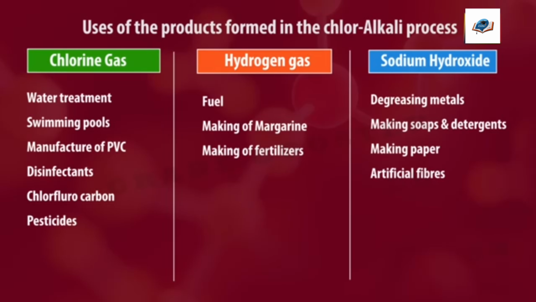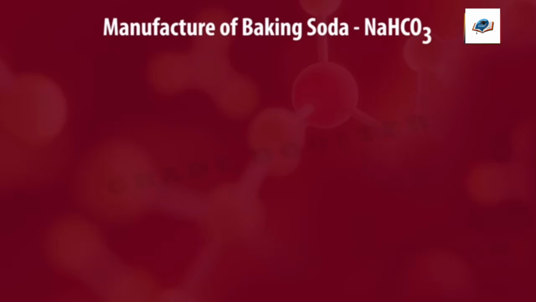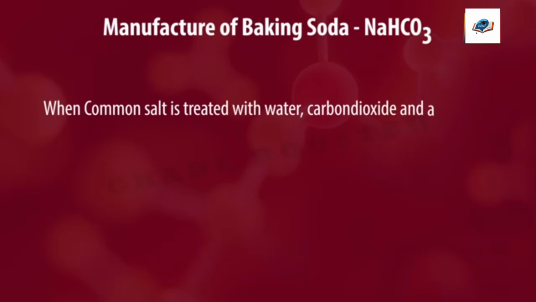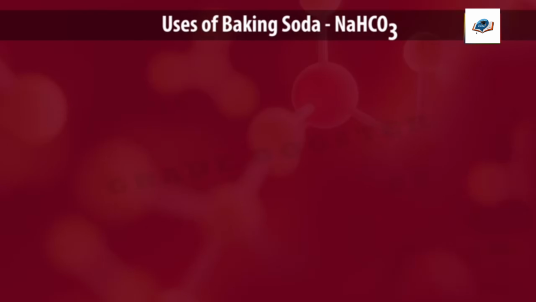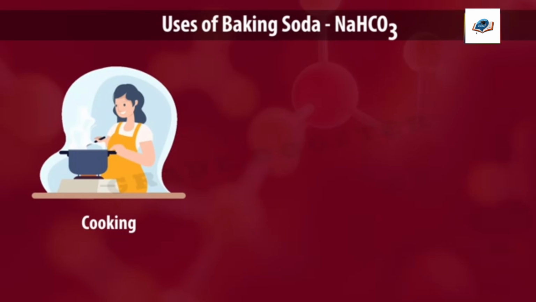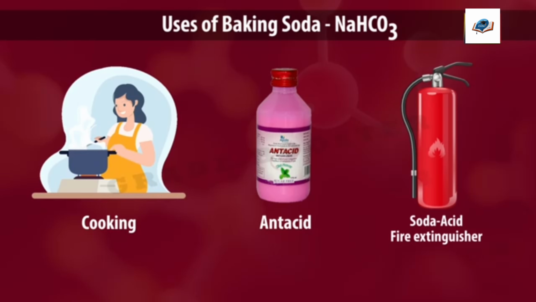Next we see baking soda, sodium hydrogen carbonate. When common salt, that is sodium chloride, is treated with water, carbon dioxide and ammonia, it gives ammonium chloride and baking soda. NaCl plus H2O plus CO2 plus NH3 gives rise to NH4Cl, that is ammonium chloride, plus NaHCO3, sodium hydrogen carbonate, that is baking soda. This baking soda is used as a cooking ingredient and it is also used as an antacid. Sometimes it is used in fire extinguishers also.